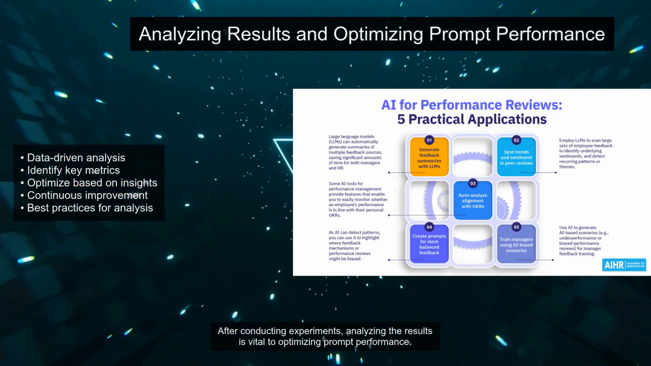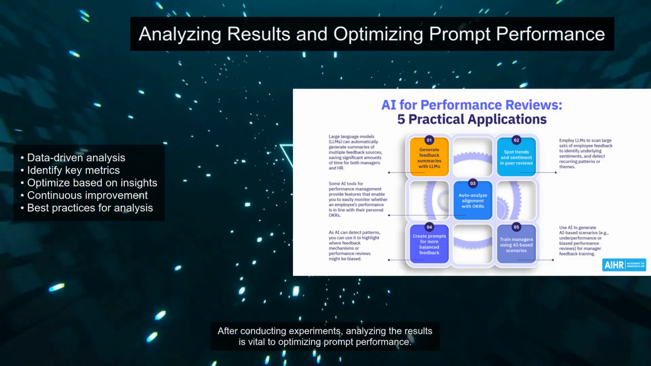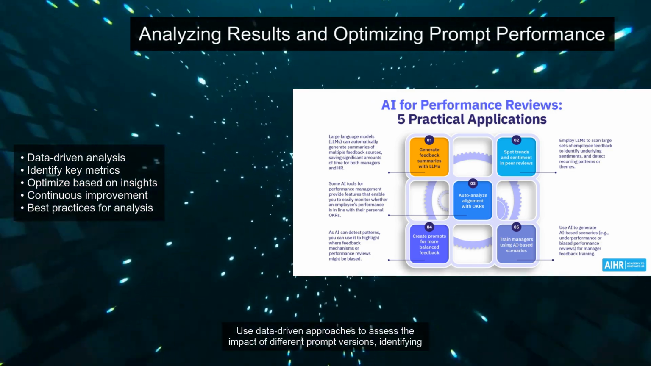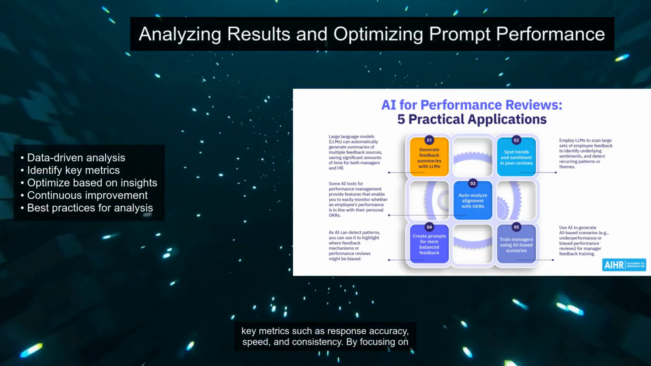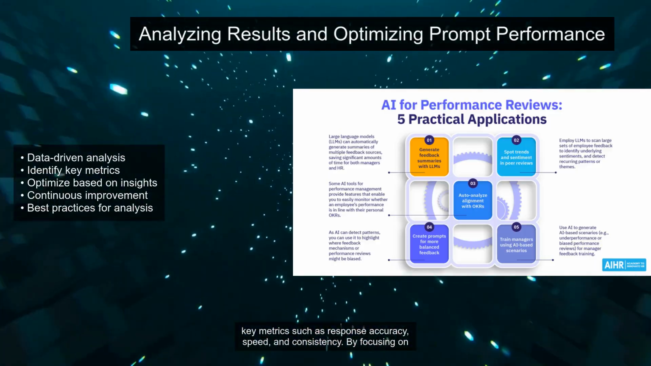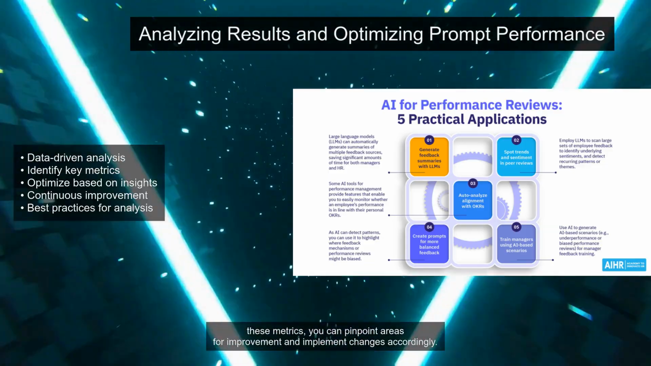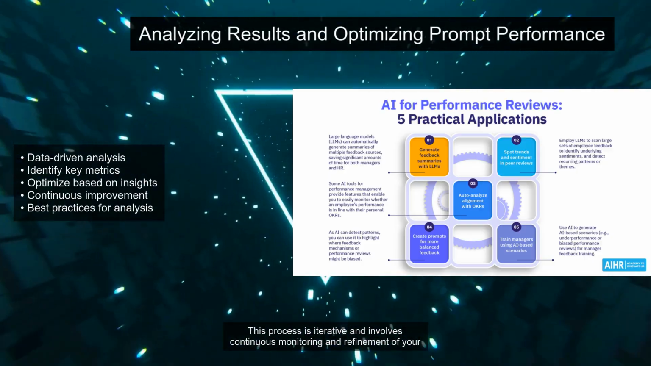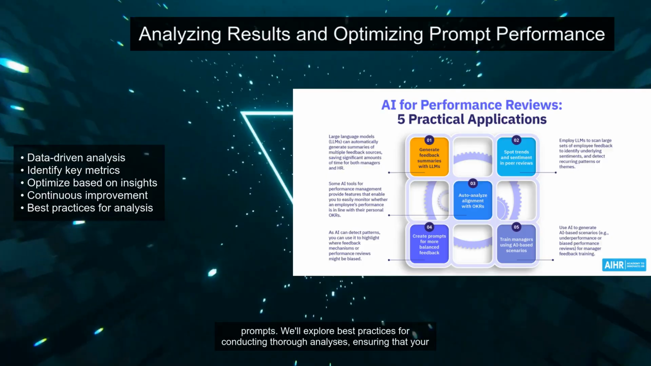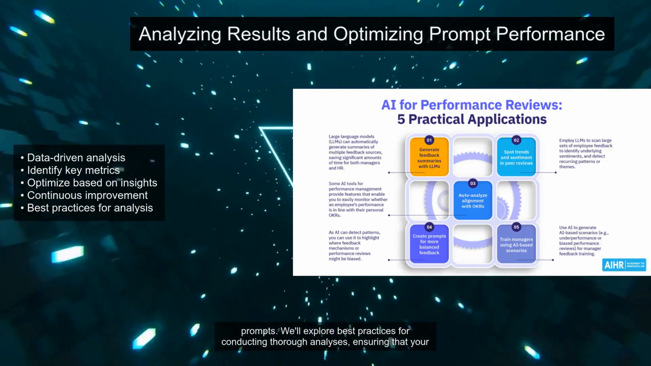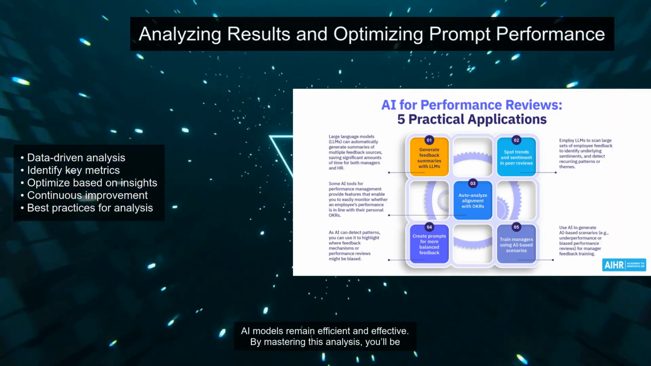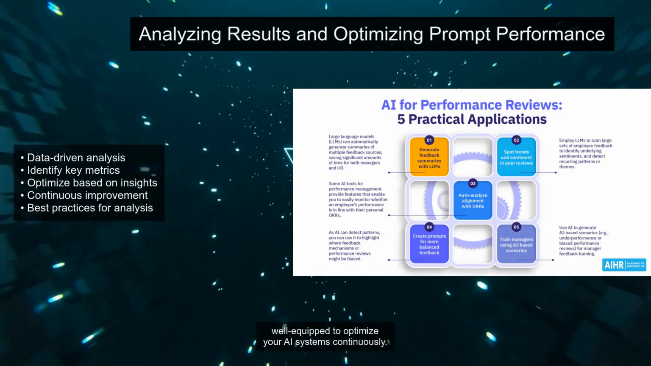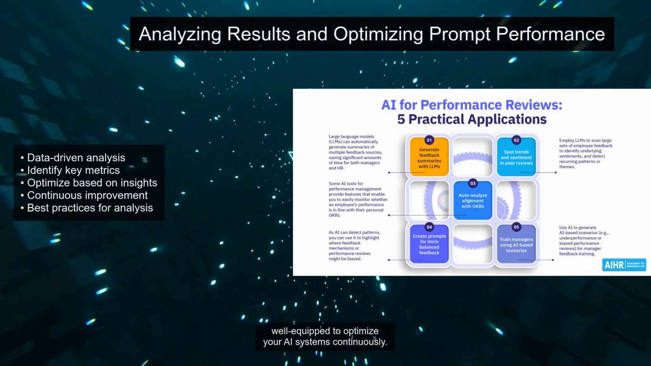After conducting experiments, analyzing the results is vital to optimizing prompt performance. Use data-driven approaches to assess the impact of different prompt versions, identifying key metrics such as response accuracy, speed, and consistency. By focusing on these metrics, you can pinpoint areas for improvement and implement changes accordingly. This process is iterative and involves continuous monitoring and refinement of your prompts. We'll explore best practices for conducting thorough analyses, ensuring that your AI models remain efficient and effective. By mastering this analysis, you'll be well equipped to optimize your AI systems continuously.